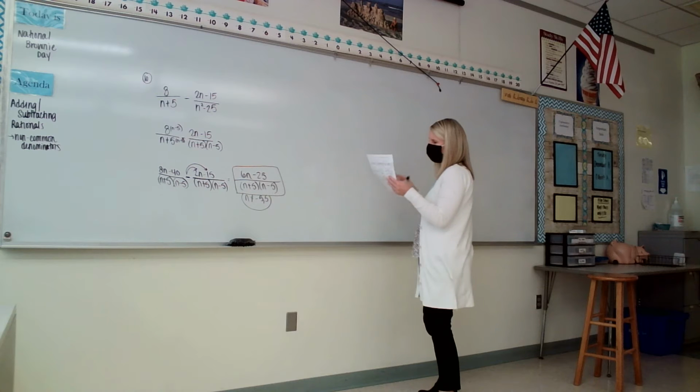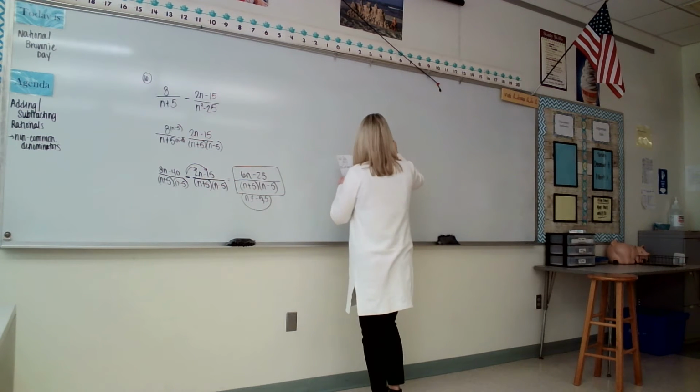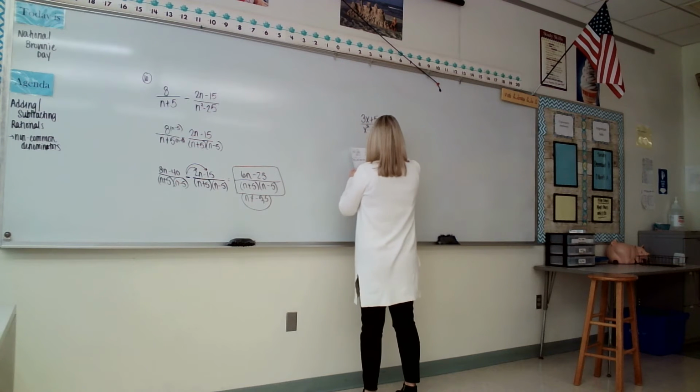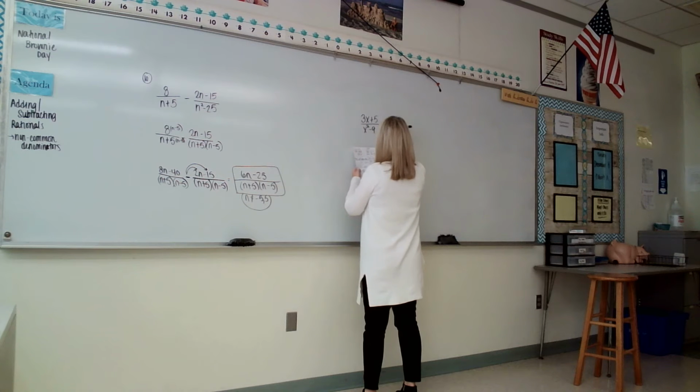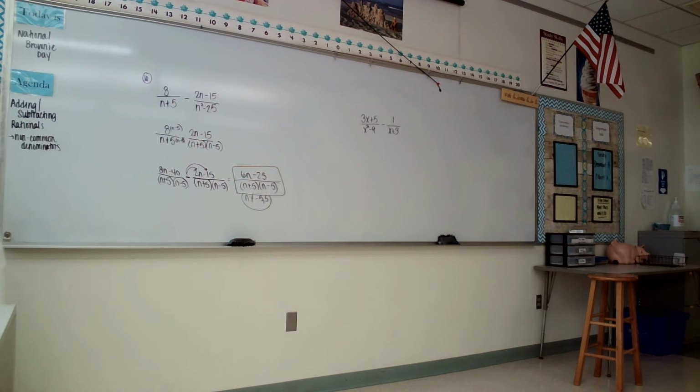This is not on here. I'm actually making up my own problem based off of one of these, but it's not exactly on the paper, so just do it on a separate sheet. We're going to do 3x plus 5 over x squared minus 9, minus 1 over x plus 3. So I took something but changed it, so it's not actually on there.